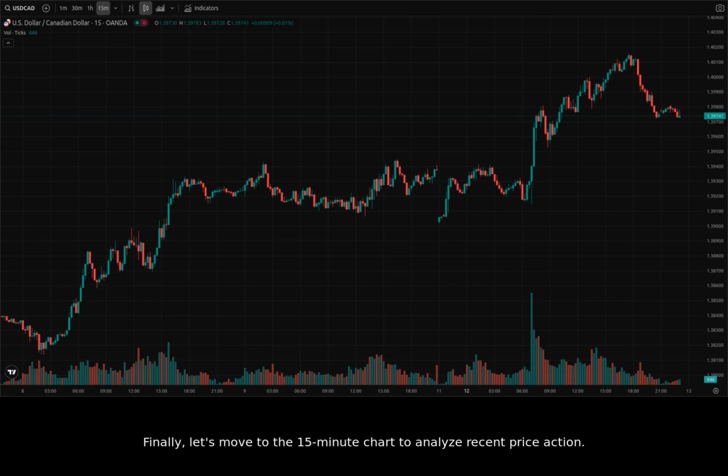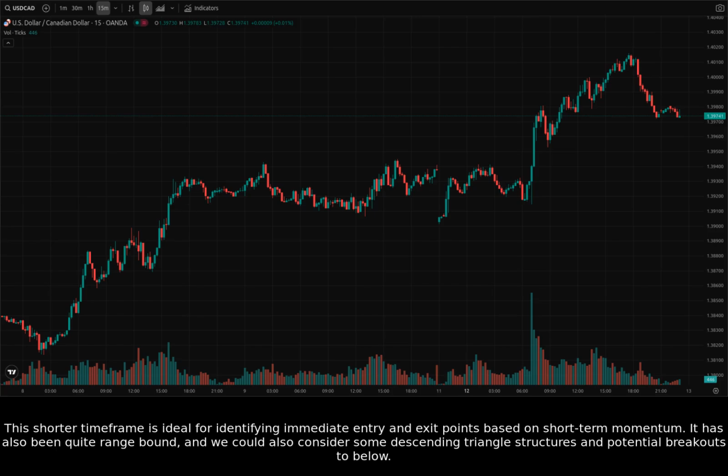Finally, let's move to the 15-minute chart to analyze recent price action. This shorter time frame is ideal for identifying immediate entry and exit points based on short-term momentum. It has also been quite range-bound, and we could also consider some descending triangle structures and potential breakouts to below.